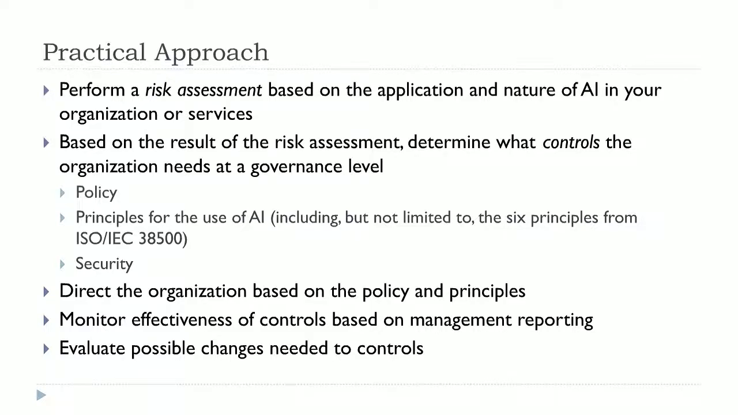So once that risk assessment has been done, once additional controls have been identified, the organization can then be directed by the governing body based on these policies, based on the principles and additional controls. And then in the usual way, monitor the effectiveness of these new controls based on what reports to the governing body, and evaluate possible changes that are needed to those controls in time. So this is one step of a practical approach that you can take to control your AI from a governance perspective.